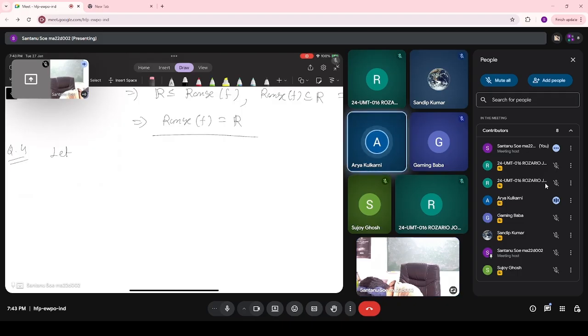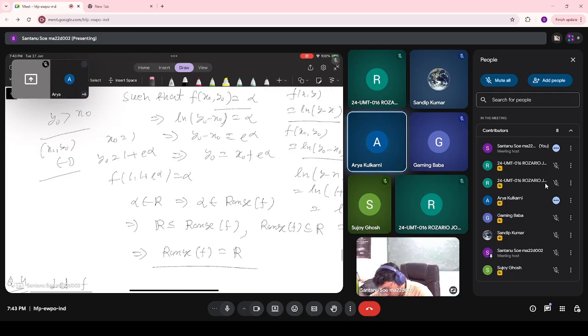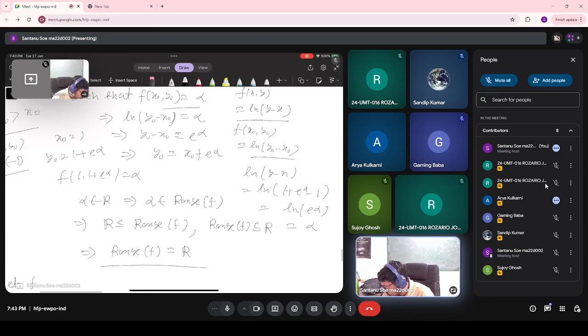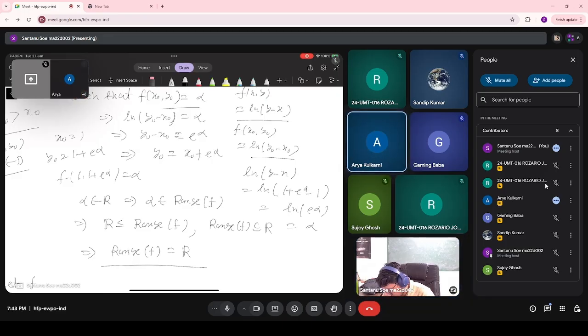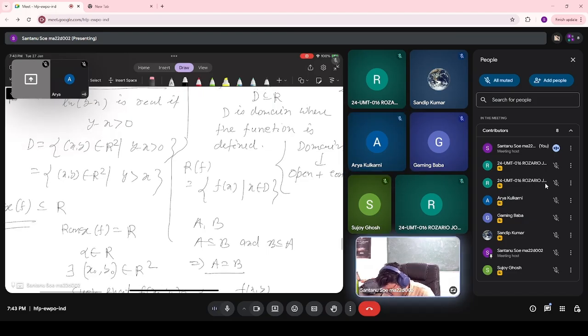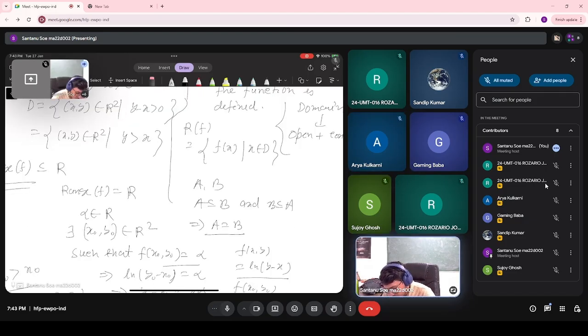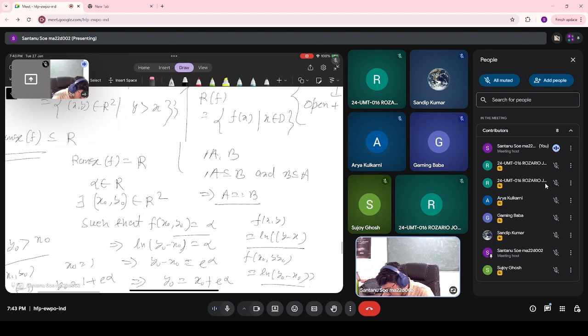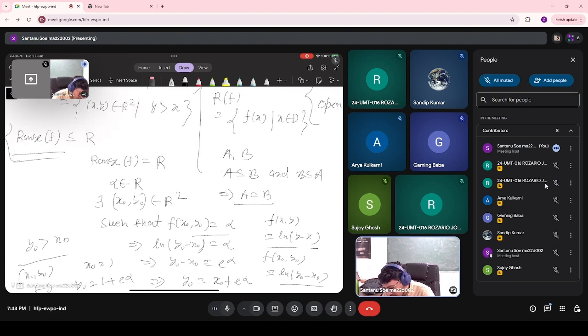Sir, can you scroll up one time, please? Sir, how can you write that alpha belongs to R? Alpha belongs to real numbers. Yeah, because that's where we have to show the range is R. We have already shown that the range is a subset of R. Now we have to show that R is a subset of the range of F.